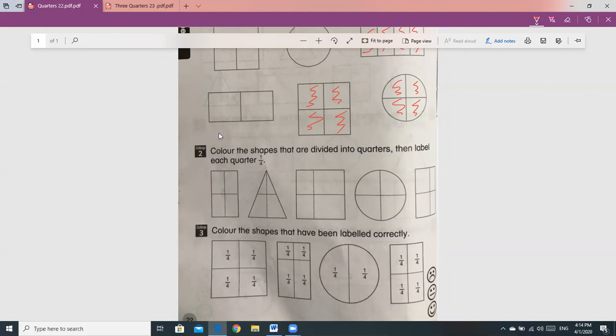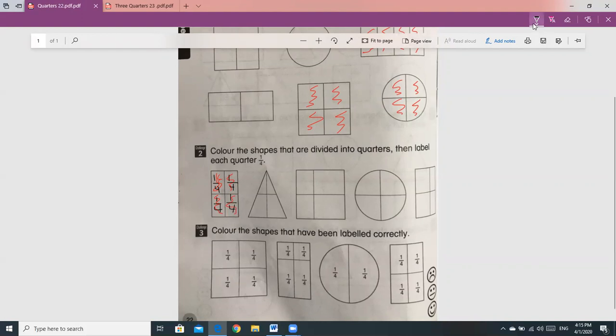Let's make it. Here, is this shape divided into quarters? Yes. So I have to color it. So let's color it. And he said to me, then label each quarter. So I'm gonna write in each quarter that it's quarter. This is 1 quarter. This is 1 quarter. This is 1 quarter. This is 1 quarter.